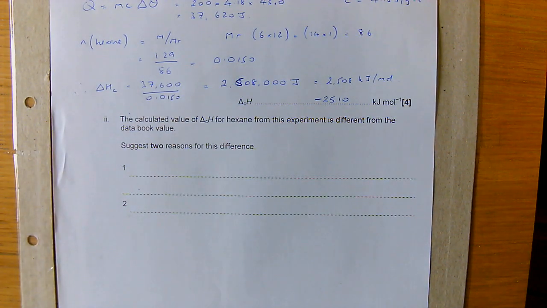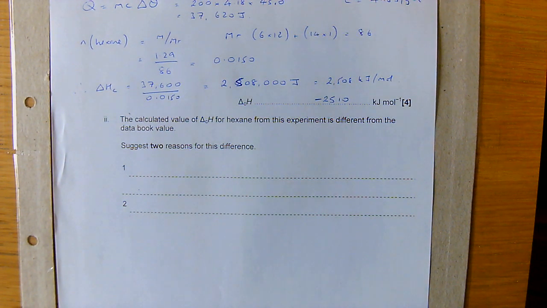The second part of this question is also pretty typical. The calculated value of the enthalpy for combustion from this experiment is different from the data book value, and it asks you to suggest 2 reasons for this difference. What they're asking us here is to think about the errors in our experiment. We assume the data book value is correct, so we're looking at the reasons why our value from our experiment might be different.